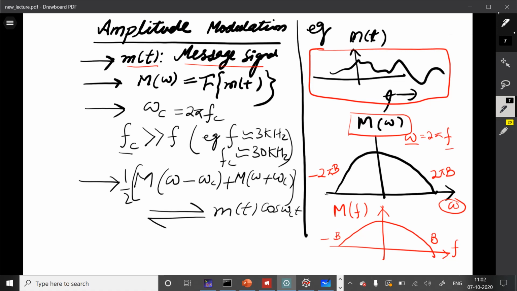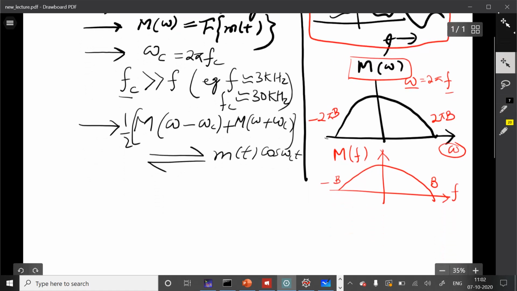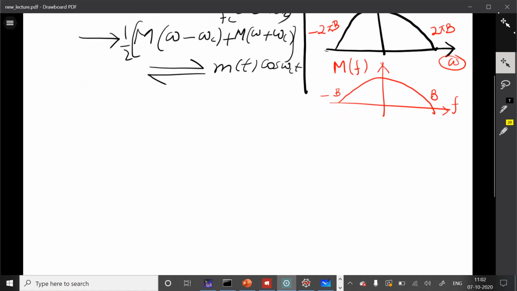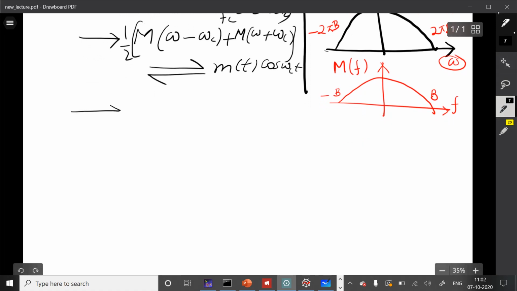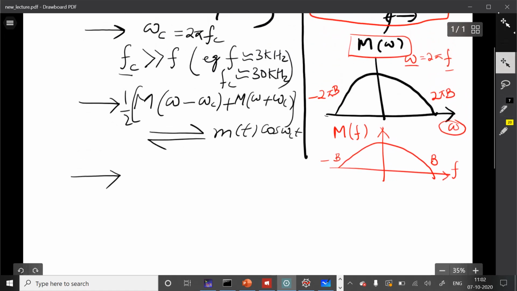So it means to shift the frequency, you need to multiply the message signal with cos of omega c t. In other words, as I told in the last lecture also, you can treat the same problem as if you are having some sinusoidal signal A cos omega c t, right?